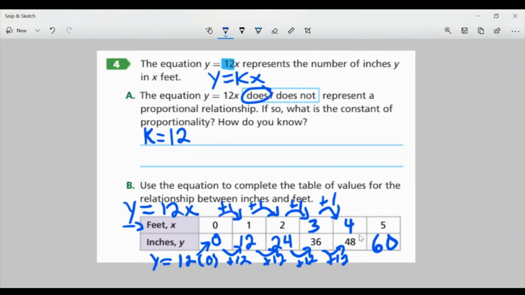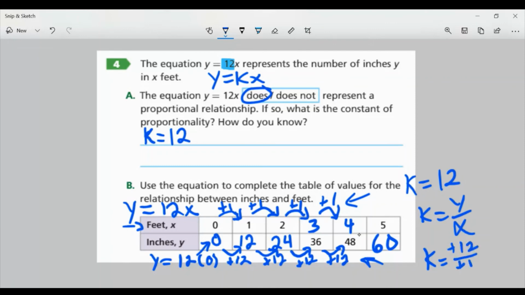So the reason I know it increases 12 on the bottom for every 1 on the top was because of k. I know k is 12, which is the same as y over x. So for every increase of 12, it's always an increase of 1 on the other, or in this case, it's the reciprocal, but it's always y over x, okay?